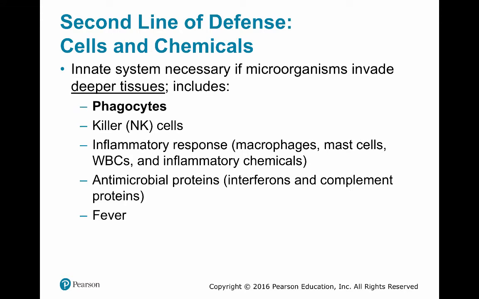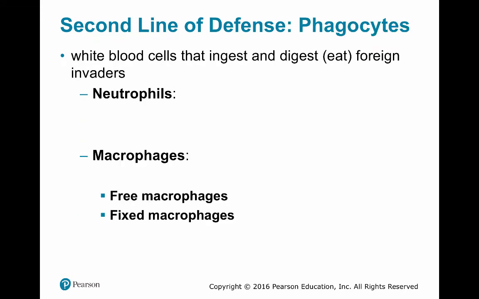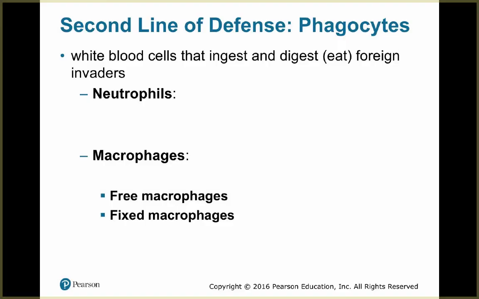So let's talk about phagocytes first. We've talked a little bit about this already, right? These are white blood cells that ingest and digest, or eat, foreign invaders. Just to let you know, phagocytes must be able to adhere to the pathogen before it can engulf it. To counteract this, pathogens a lot of times are coated with complement proteins called opsonins. And we're going to talk more about this and how to get rid of this.